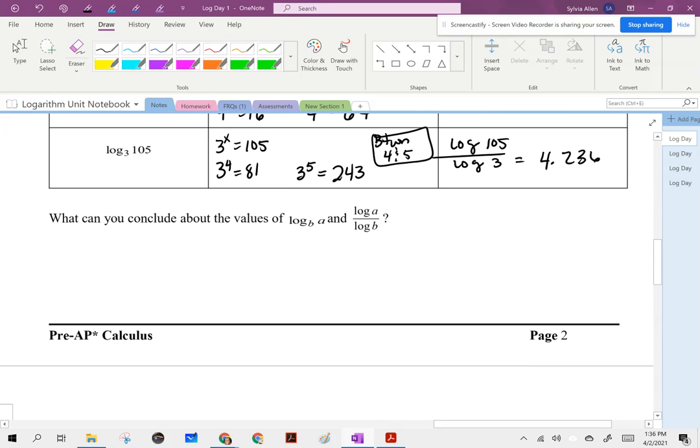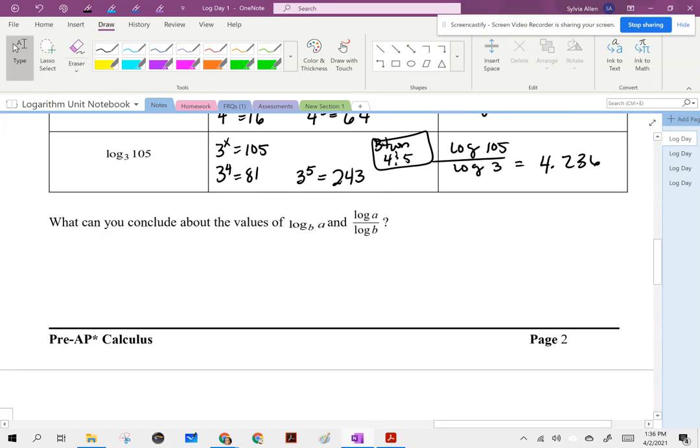4.236. So what can you conclude about the values of log base b of a, and then log a over log b? So this is what we refer to as a change of base. Okay, so change of base formula.